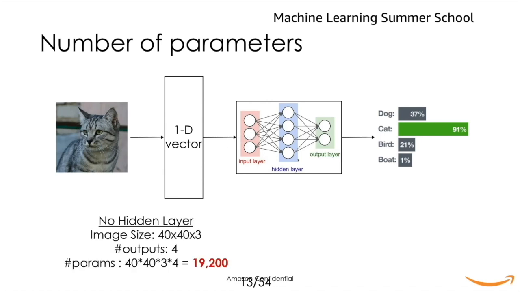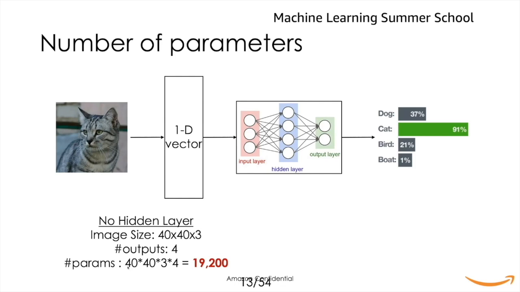Now let's look at the number of parameters required to do this, right? So let's consider a small image, an image of 40 cross 40 cross 3. 3 is the number of channels. And you're classifying it into just 4 classes. So your number of outputs is 4. And you don't have a hidden layer. So you just have an input layer directly connected to the output layer.